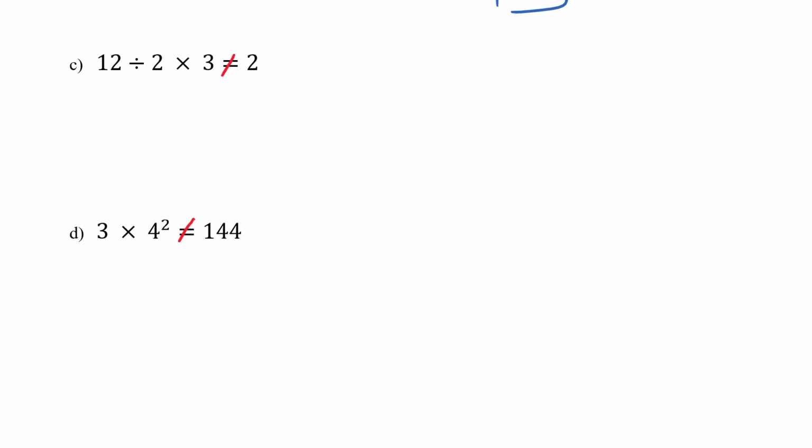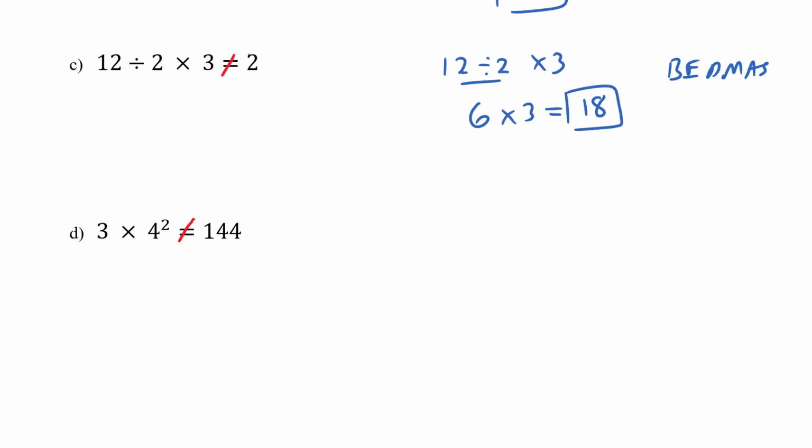Next up now, let's give this a try. 12 divided by 2 times 3. Again, I'm going to write the word BEDMAS down here. And you can see we must do division first. So we're going to do 12 divided by 2, which is equal to 6. 6 times 3 is equal to 18. 18 is the final answer. It's not the same as 2. So what did the student do here?